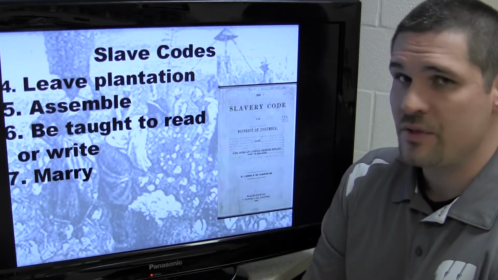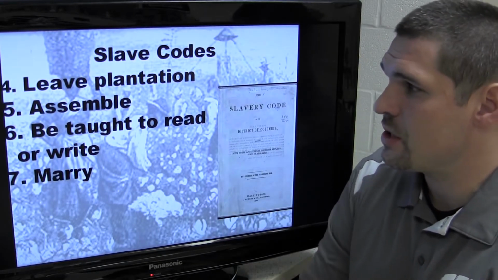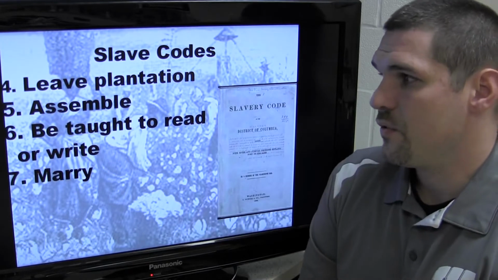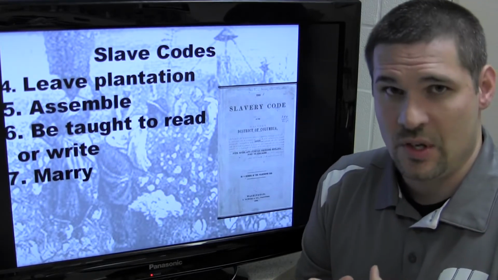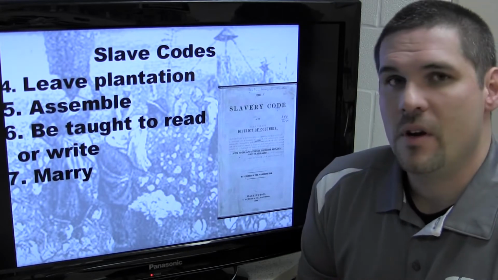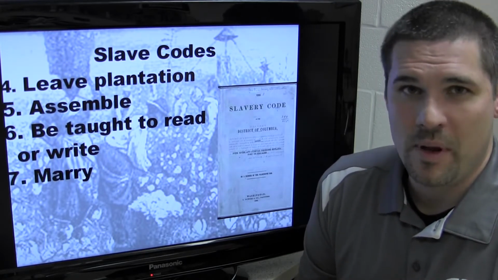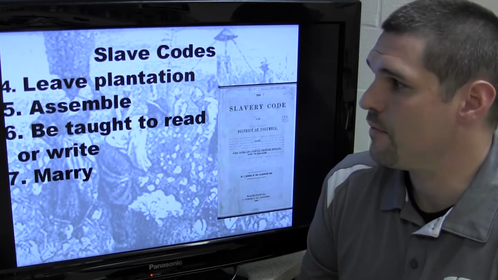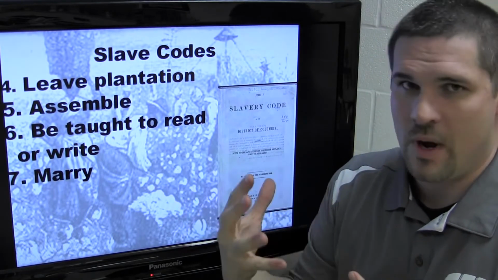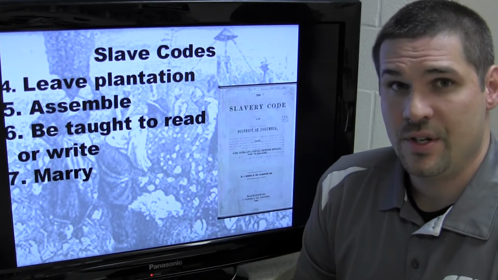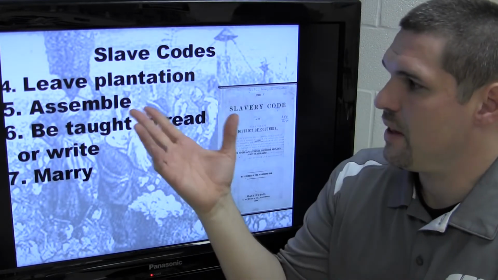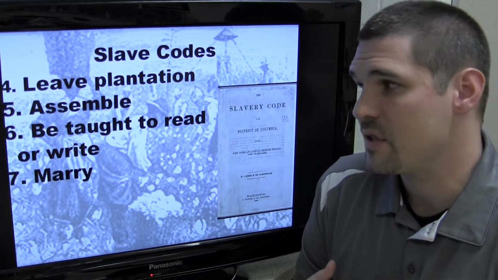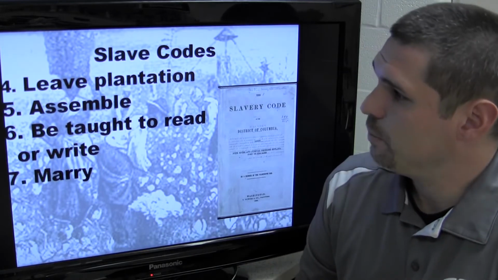It was forbidden to leave the plantation. Fifth, it was forbidden to have many slaves assemble in one area in fear that they might be planning a rebellion or a revolt against the slave owners. So here's a right that we take very seriously, our First Amendment right, the right to assemble in our Bill of Rights, but this was not afforded to the slaves during this time period.